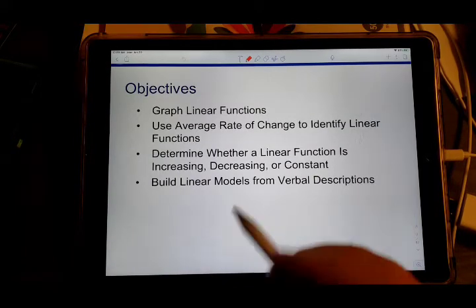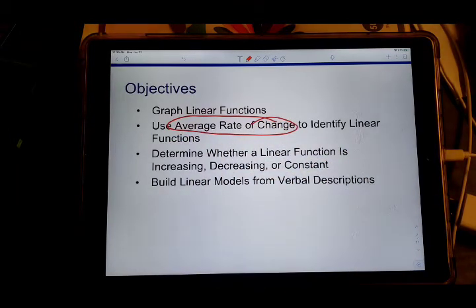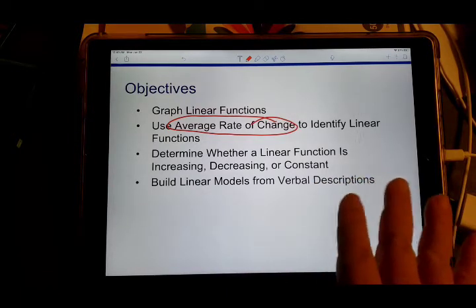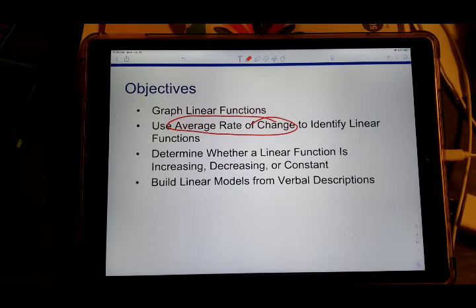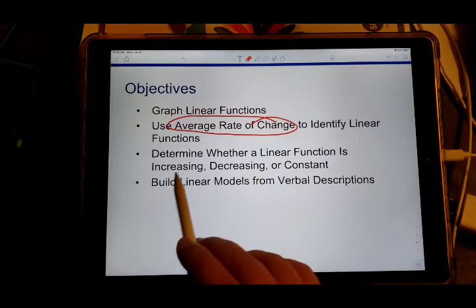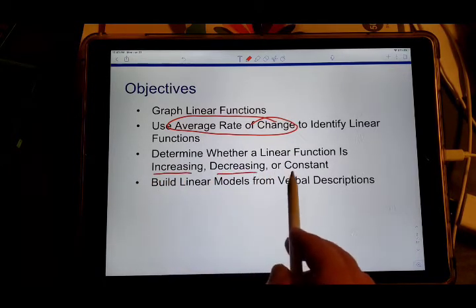This one, average rate of change. So this might not be something that was emphasized in your previous algebra courses, so it might be something new to some of us. Use the average rate of change to identify a linear function, or just find the average rate of change. And then we do make a big deal in this class about functions, not just linear functions, but functions increasing, decreasing, or constant.